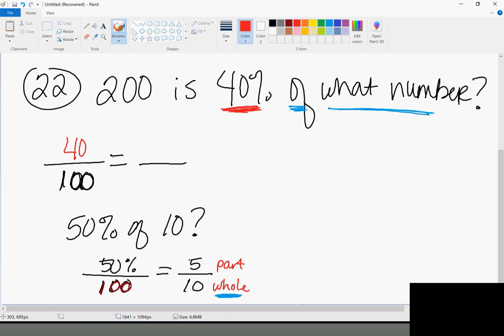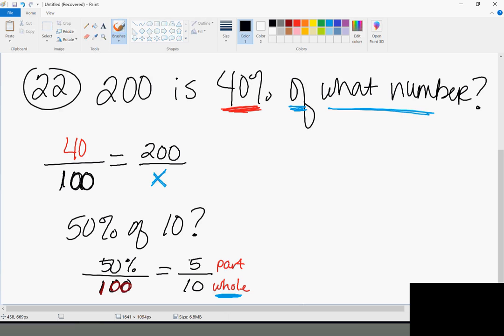Now it's equal to what other ratio? It's the part over the whole. And I remember I told you of what number, whatever they say after "of," that is considered your whole. In this case, we don't know what that is, so I'm going to say that is X. And then the part is going to be the other number. They're saying that 200 is the 40% part, so that's going to go up here.